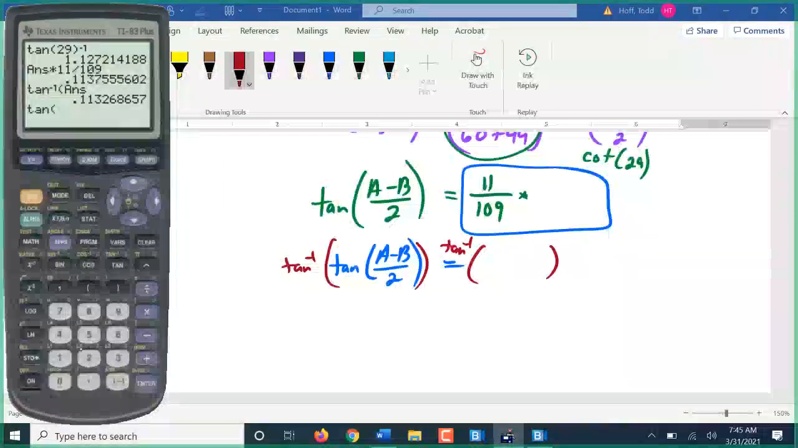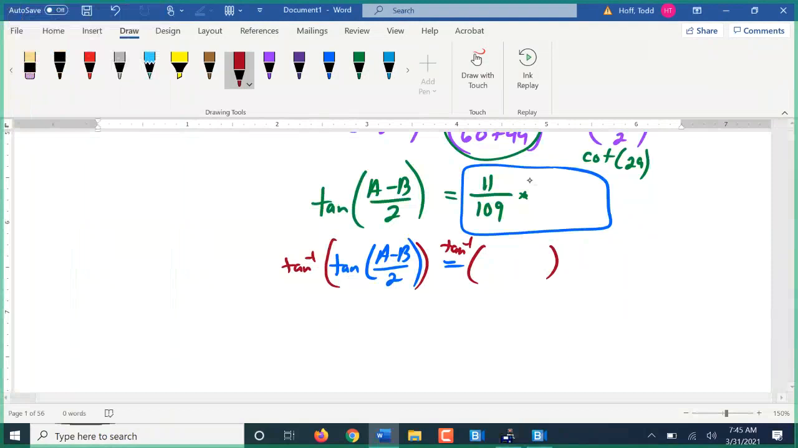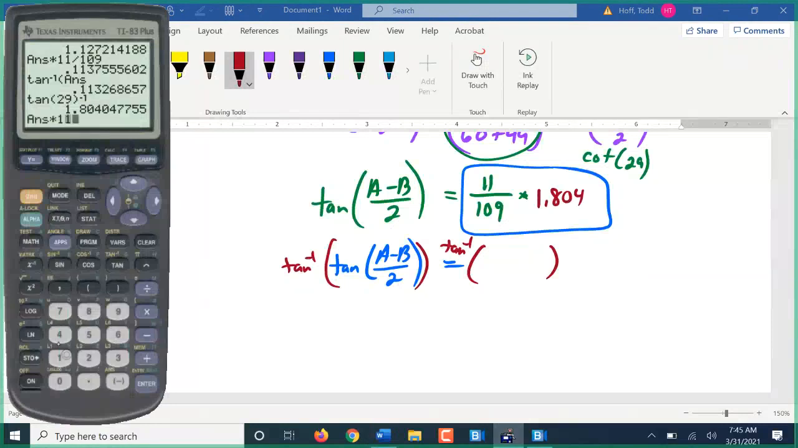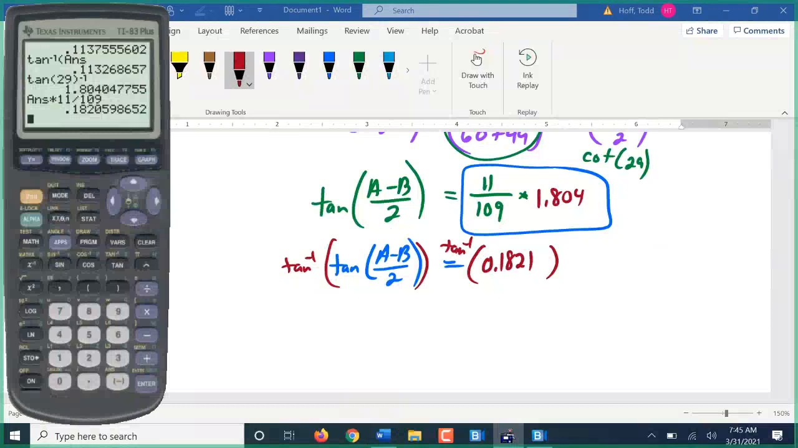Tangent of 29 and reciprocal outside. I'll change it to 1.804. And then times the 11 divided by 109 changes it to 0.1821. Now I have to do the inverse tangent of that. Second tangent, second. 10.32 degrees.